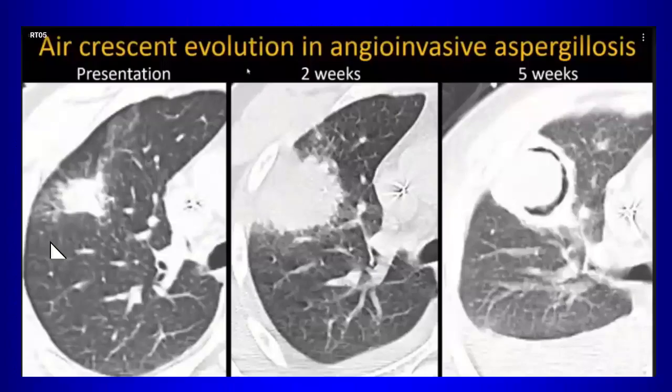So here's a nice example of the evolution of this at presentation. We have a nodule, looks more like a mass, and then over time, you start to get the peripheral cavitation, the air crescent in these patients. So that's invasive aspergillosis.